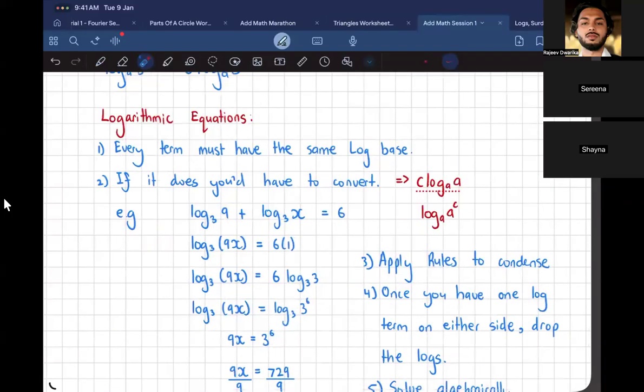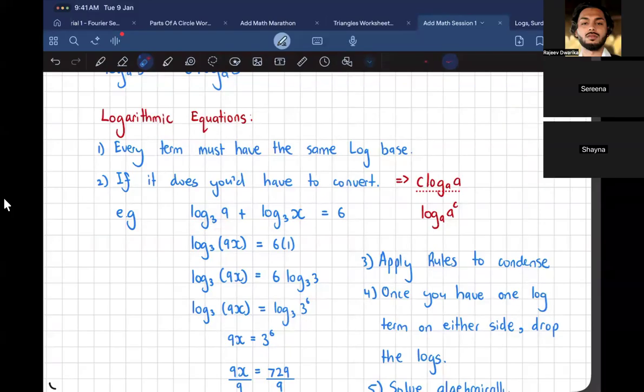Something I need to tell you, Shayna. When you're working with logarithmic equations, every term must have the same log base. So Shayna, when you look at this question, does everything have log base 3 in it? Where's the log base 3 over there? That's kind of suspicious.